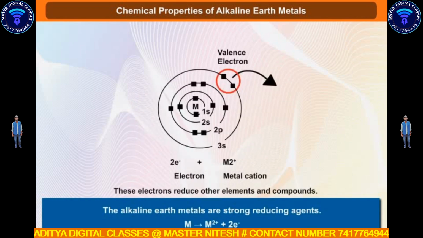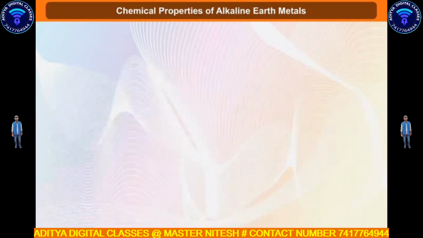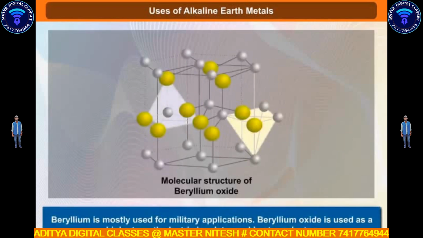Like alkali metals, the alkaline earth metals are strong reducing agents. However, their reducing power is less than those of their corresponding alkali metals. Like alkali metals, the alkaline earth metals dissolve in liquid ammonia to give deep blue black solutions, forming ammoniated ions. Beryllium is mostly used for military applications. Beryllium oxide is used as a high-strength electric insulator and heat conductor.